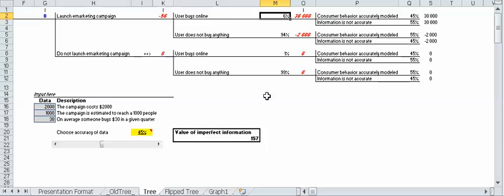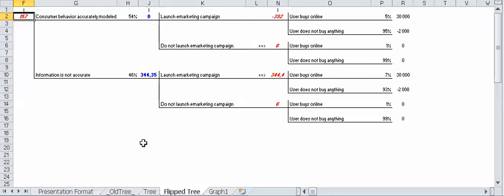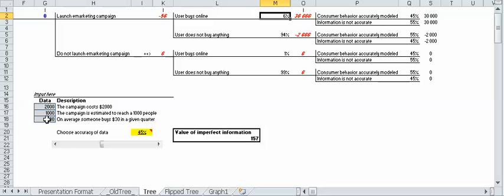So with this tree, I flipped it, and I have a dynamic flip tree. That means it's dependent on the assumptions here, but also on the accuracy of data here. And I've calculated the value of imperfect information. How I calculated this: I compared the flip tree with the old tree, and I did flip tree minus old tree. I wanted to know what's the value of knowing beforehand who's going to be interested in my product to a certain level of accuracy versus randomly sending the marketing to users.